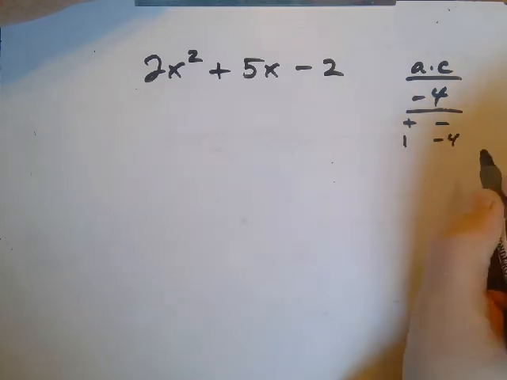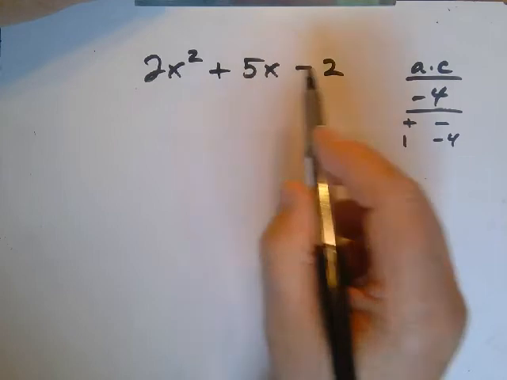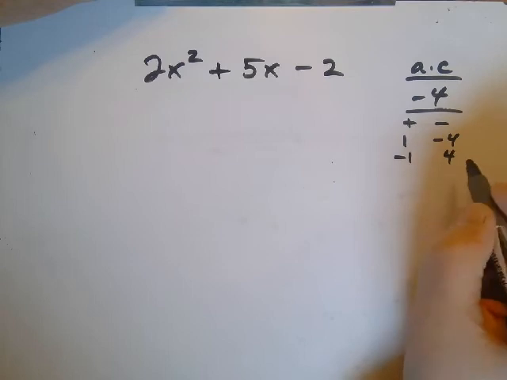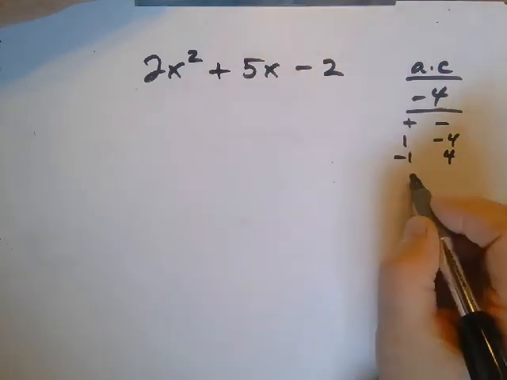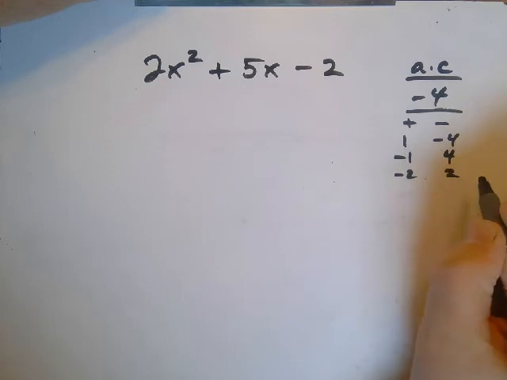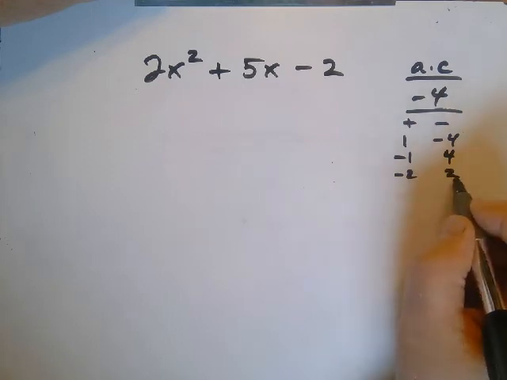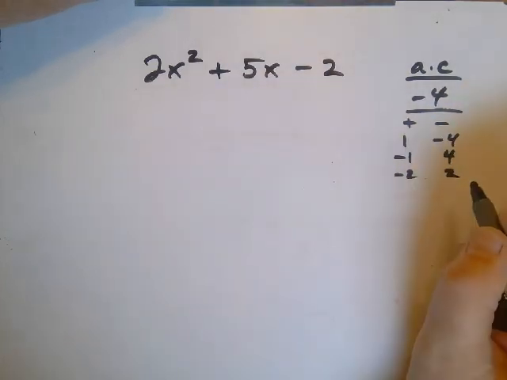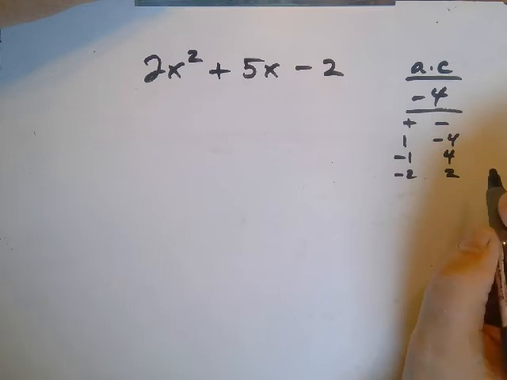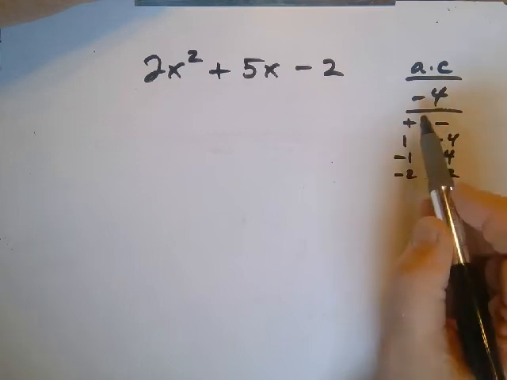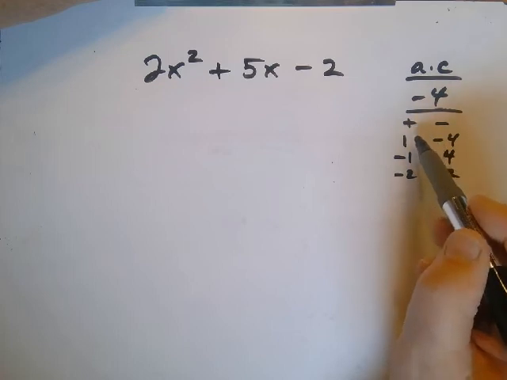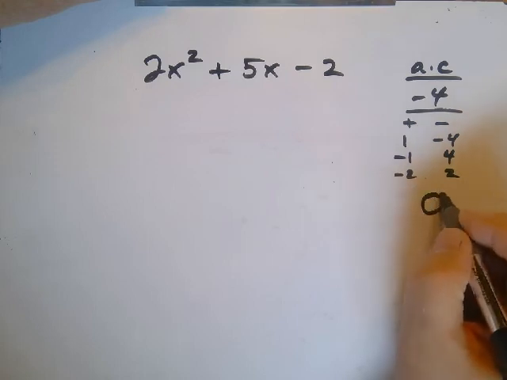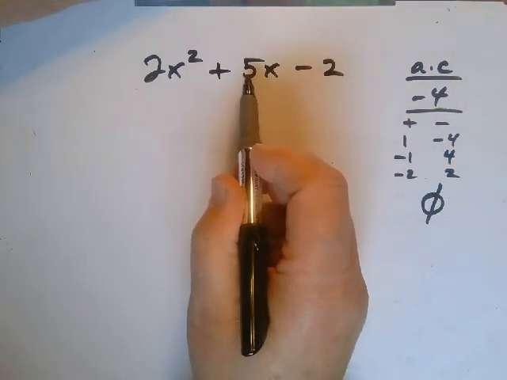Positive 1, negative 4. Their sum is not 5. How about a negative 1 and a positive 4? Well, their sum is 3. It's not 5. 2, negative 2 and a positive 2. Their sum is 0. That's not 5. And that's all the possibilities, I think, here. Right? And once I've examined all the possibilities, it's possible that there's no solution to this, that this is not factorable.